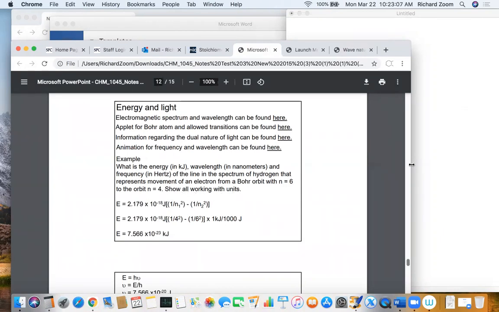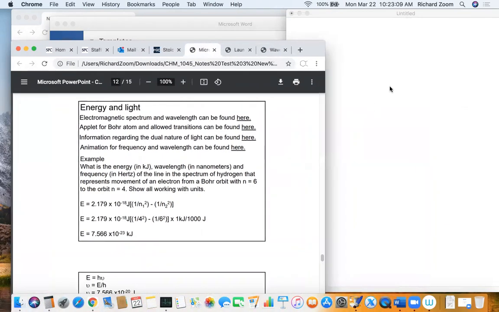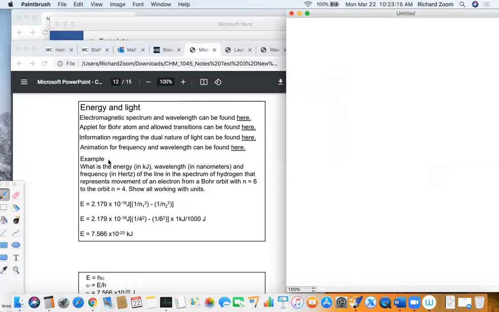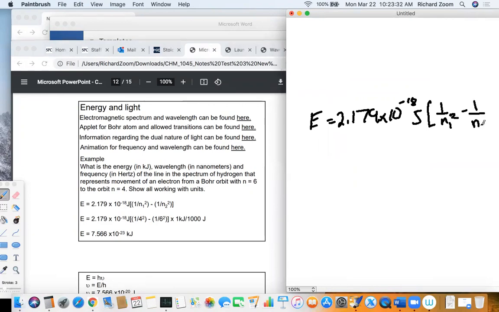So to get the energy, we're going to use a certain equation. It's called the Rydberg equation. This is given to you. You don't have to memorize it. You'll see it in the actual test as well. I don't make you memorize this. E equals 2.179 times 10 to the negative 18 joules, times 1 over n1 squared minus 1 over n2 squared.